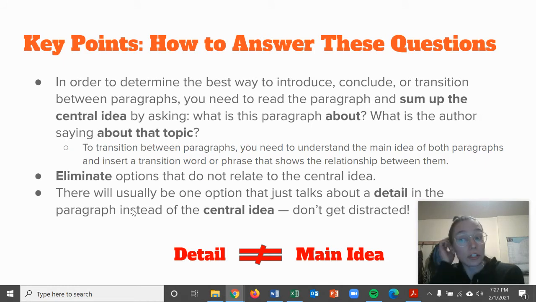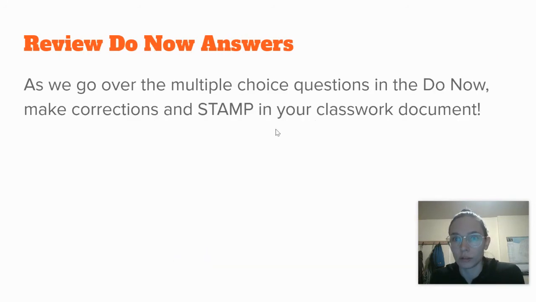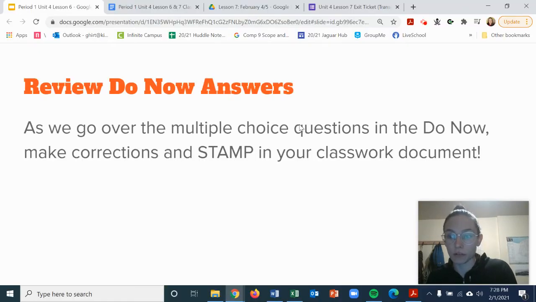Usually there will be one or two options that talk about details in the paragraph. So they're like distractors, right? Because a detail is not the same thing as the main idea. So you really need to look out for those answer options that are trying to trick you by mentioning a detail that you see in the paragraph that is not the main idea. So let's go through those answers on the do now. As we go over those questions, I want you to correct yourself. And also you're going to stamp in the classwork document your takeaway after we go over them.